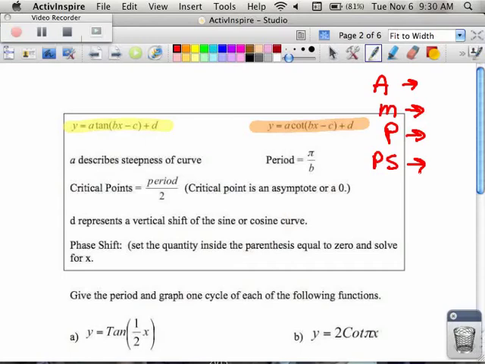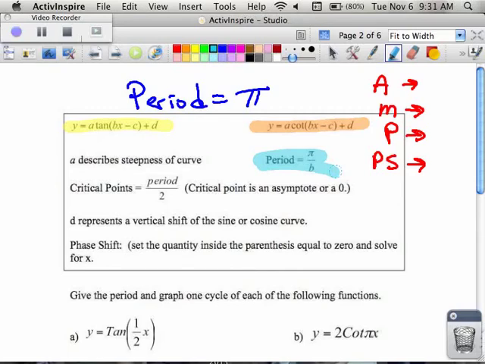The big idea is don't forget the period for tangent and cotangent is equal to pi. This is different than the sine and the cosine. In the sine and the cosine, again, it was 2 pi. Now it's pi. And so yesterday I told you that if you're looking for the new period, if it's been changed by the b, then you would have taken 2 pi divided by that b. Today, because the period is pi, you're going to divide pi by b, not 2 pi. And what I mean by that is, if you're trying to find the period, take pi divided by the b.